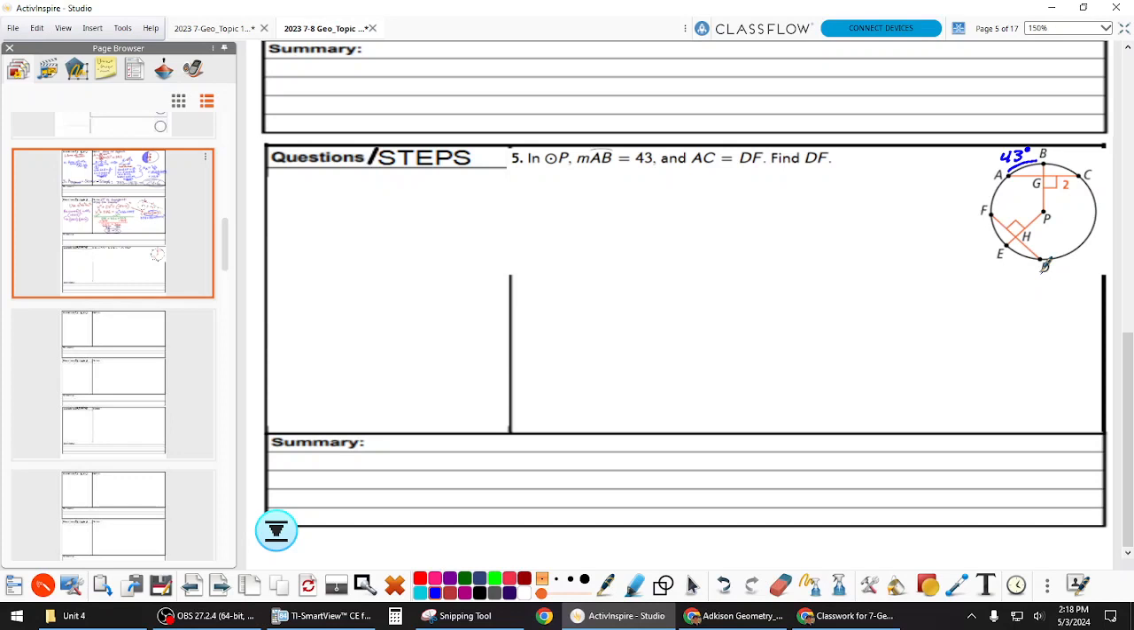So, number one, just tell me everything you know so far that we've written about chords. Let's just start there. Just look through your notes, the boxes part. What all do we know about chords? Okay. Congruent chords have congruent central angles. It does tell us that AC equals DF. So are these chords congruent? What else do we know? Congruent arcs have congruent chords. Okay. So congruent arcs have congruent chords. And vice versa.